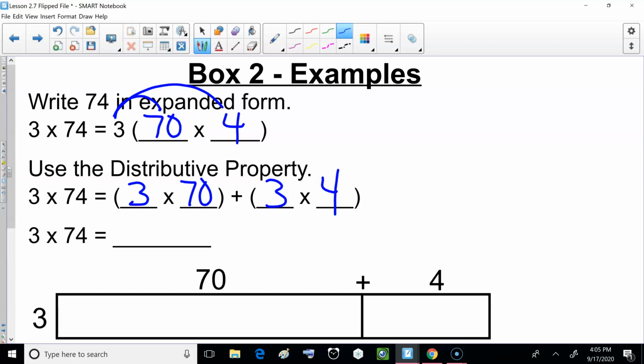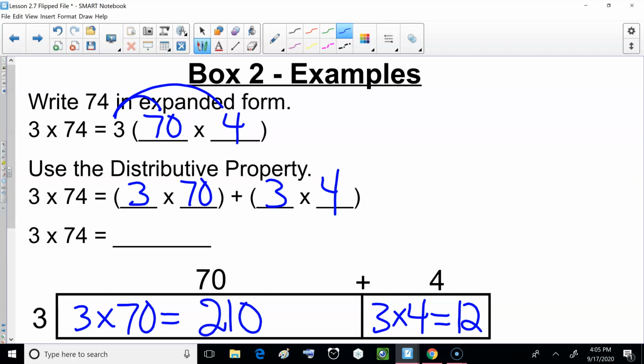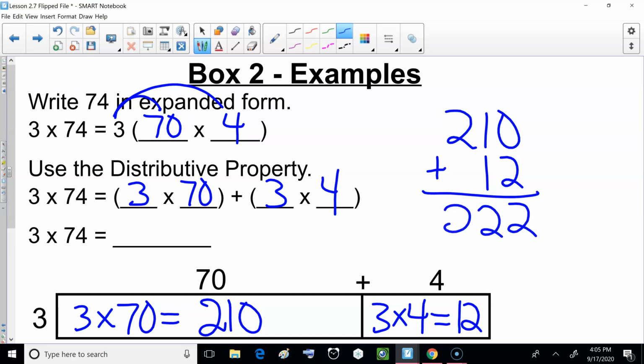And in a sense, that really looks like what we've been doing all along with the area model. So we know that 3 times 70 equals, and 3 times 4. We'll solve our ones, that equals 12. 3 times 7 tens is 21 tens, so that means I would have a 0 in my ones and 21 tens. I'm going to add those numbers up. 210 plus 12. When I add those together, I get 222. So 3 times 74 is 222.